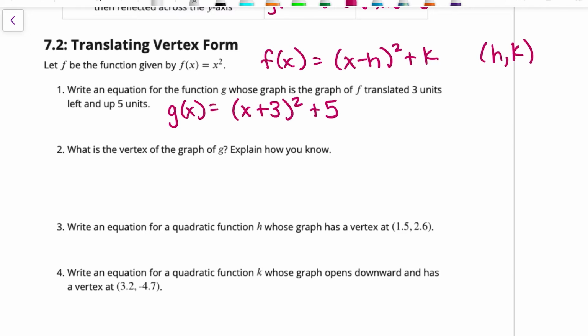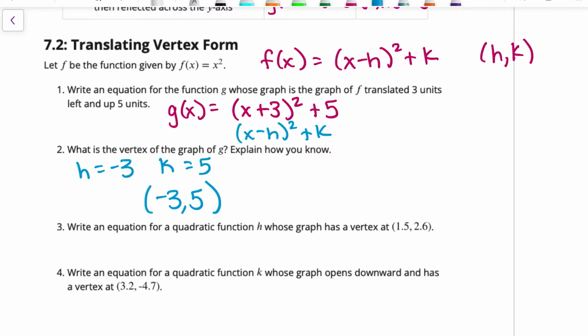So the vertex, remember, is h, k. And if it's in the form x minus h quantity squared plus k, then h is actually negative 3, because if h was 3, it would say x minus 3. And k is positive 5. So your vertex is the point negative 3, 5.